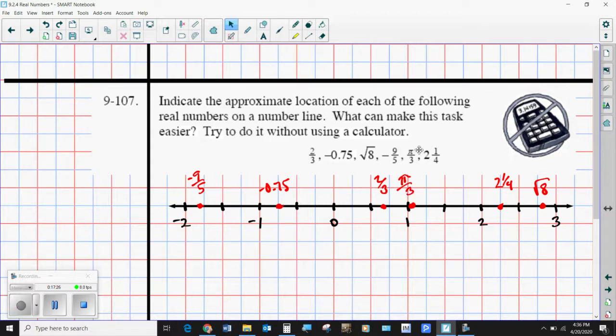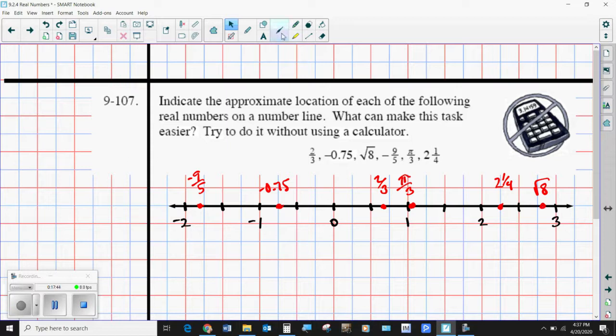This is slightly more than 1. 2 1/4 is more than 2. And then the square root of 8 is an irrational number that's between 2 and 3, but it's closer to 3 because the square root of 8 is closer to the square root of 9 than it is to the square root of 4. So I'm putting it somewhere up in here.